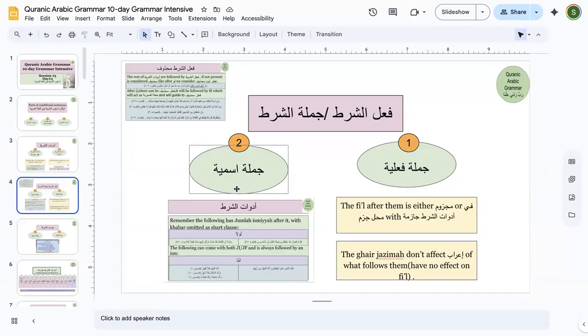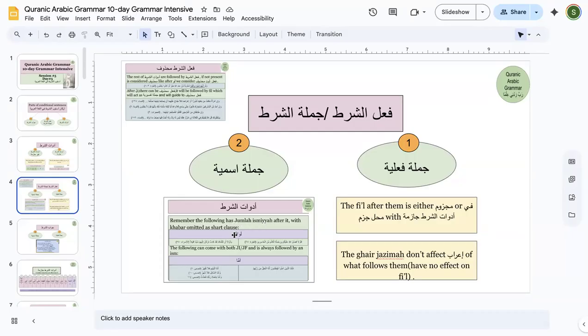Okay. Now, jumla ismiya, you will find there is one adatu shart, lawla, and that is why it's very easy. It's going to be very easy. More than 95%, you look for fail after adwatu shart. But in those 1 to 3% of cases, what is going to happen is if it is a word like lawla, it is going to be followed by jumla ismiya.